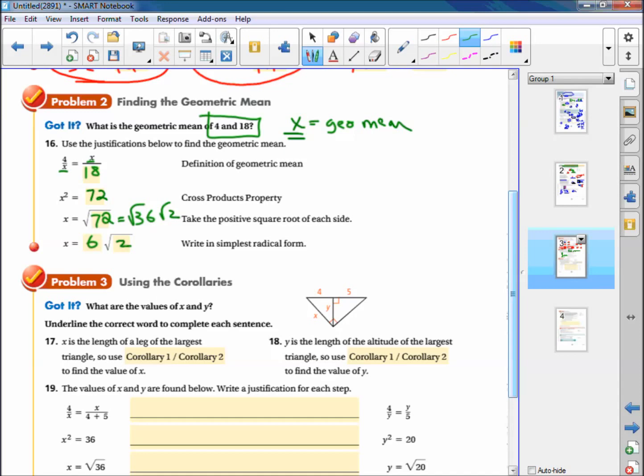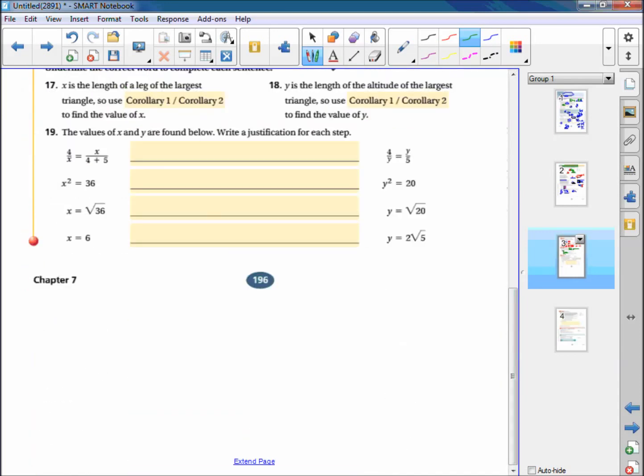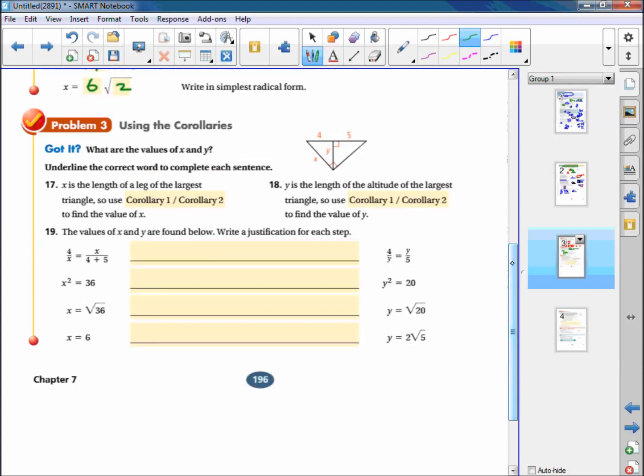All right. Okay, problem number 3. We want to actually do some stuff with triangles for this. So problem number 3 says, using the corollaries, what are the values of x and y in this triangle? So we had a right triangle with an altitude drawn from the hypotenuse, and it split the hypotenuse into 2 parts, 4 and 5. And we could use that to find all the other lengths if we wanted to.